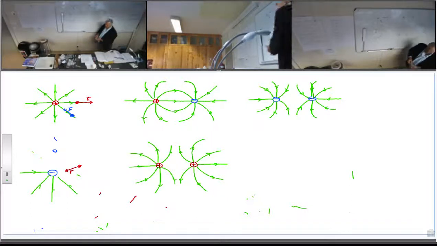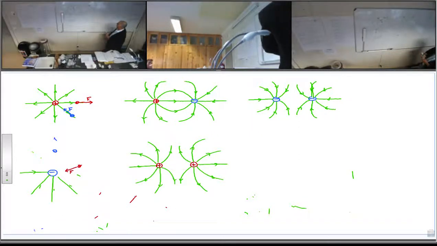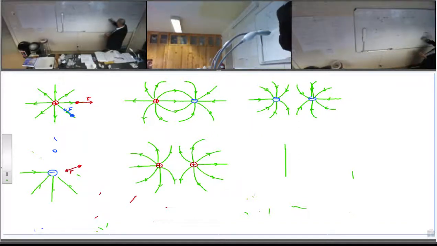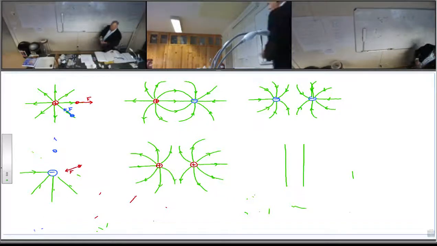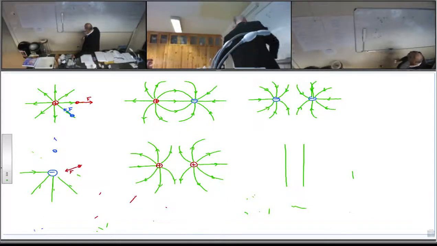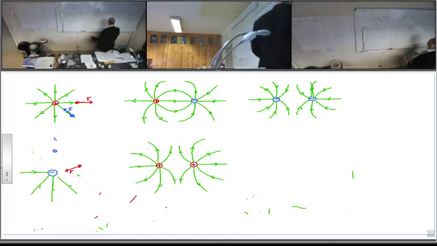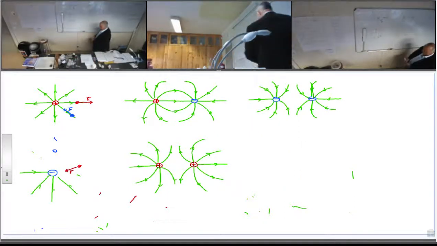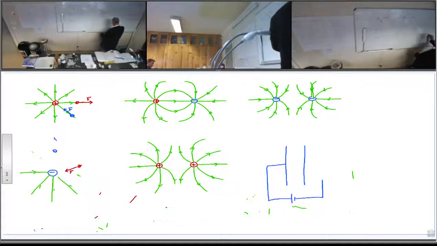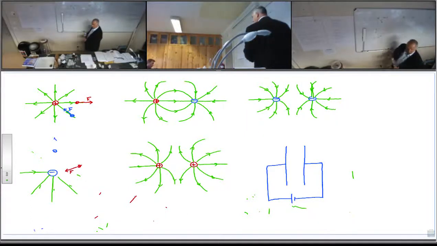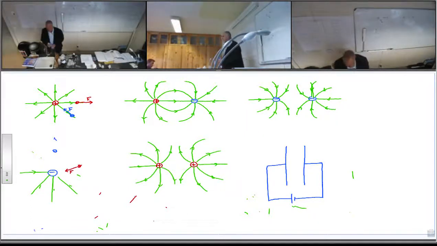Okay. What would happen if I gave you 2 parallel plates like that? Okay, let's draw them in another color. Don't get confused. What would happen if I gave you two parallel plates that were connected to a battery of cells? Have a look at that and tell me what you think is going to happen there.